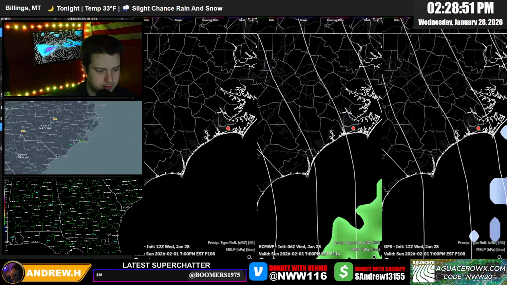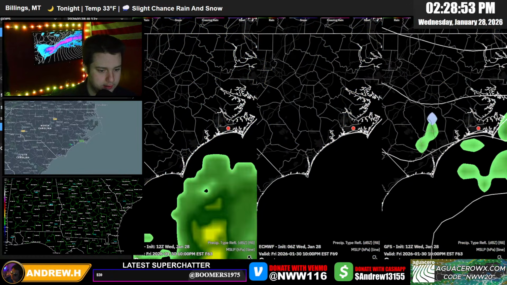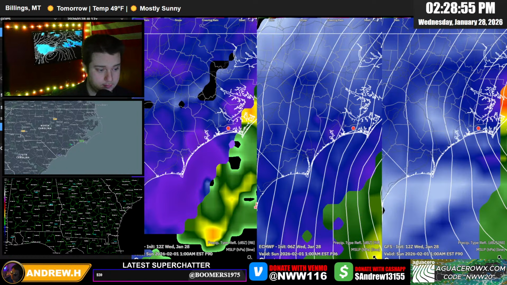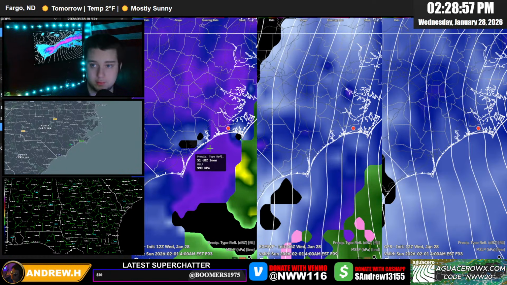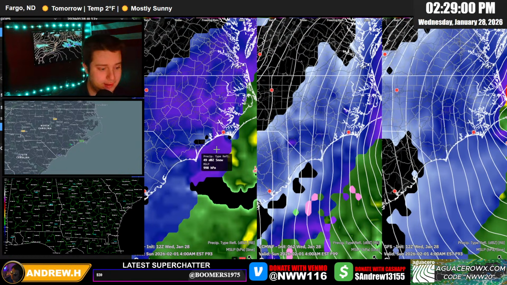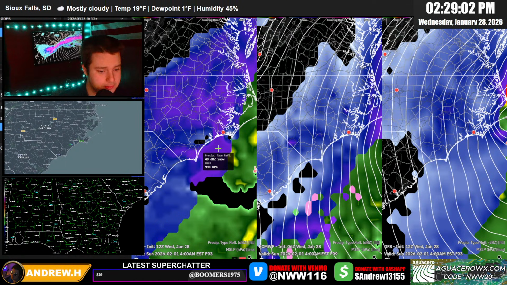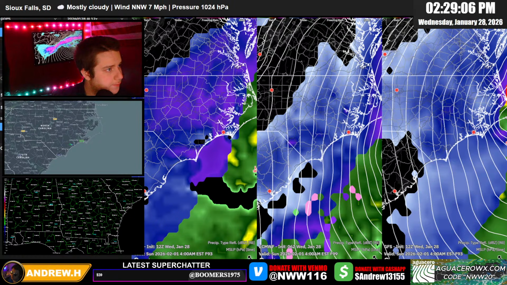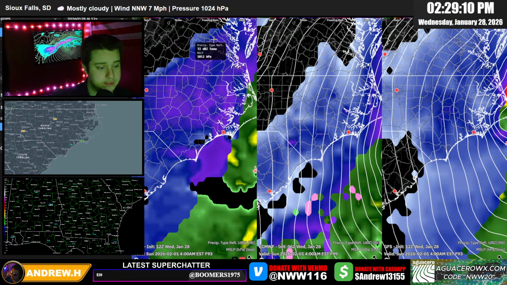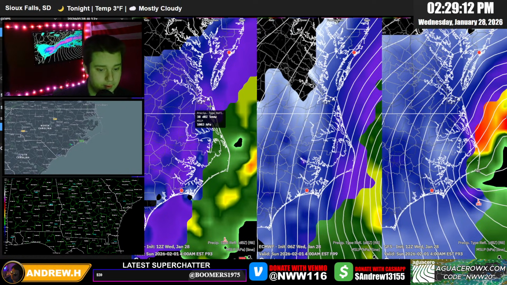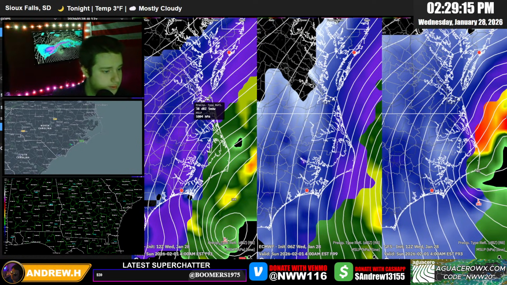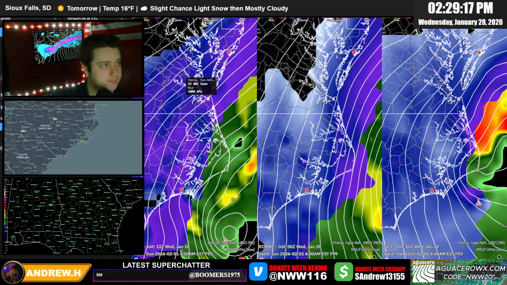You can see while these model tiles are loading here, all 3 models do show some pretty heavy snowfall potential out there. So, yeah, absolutely. You're actually in a pretty good area, I think. And Virginia Beach could actually be included in some heavy snowfall as well. That's another area. Virginia Beach needs to really look out for this one.